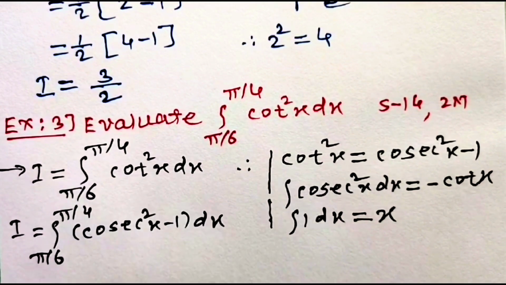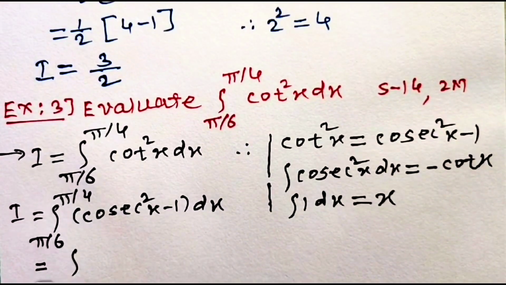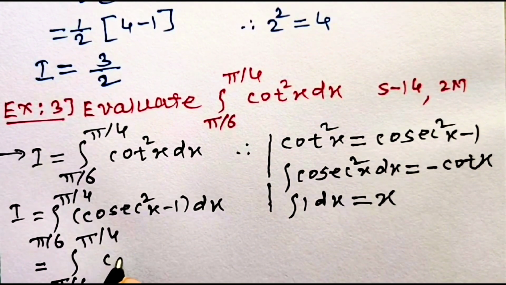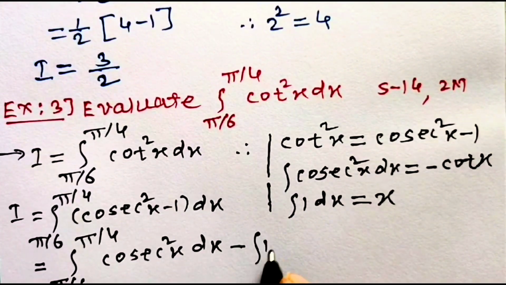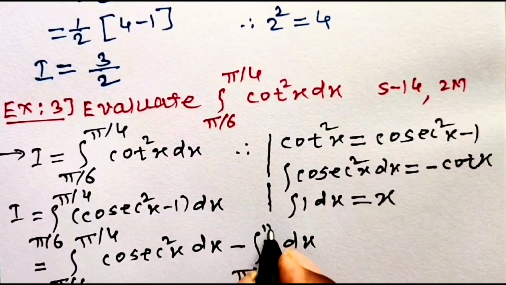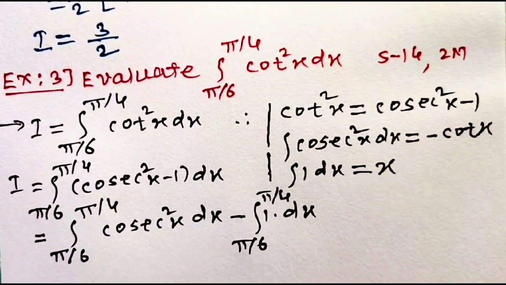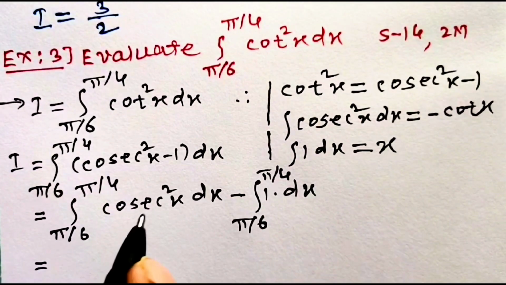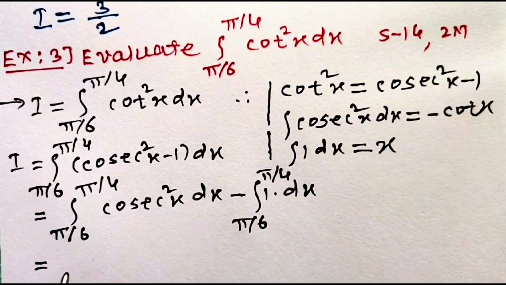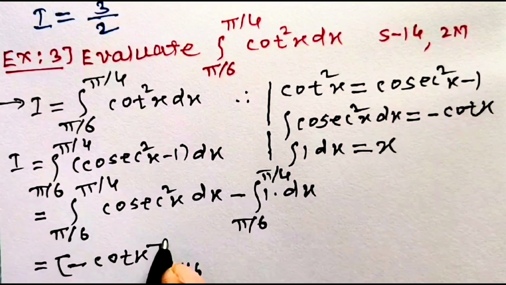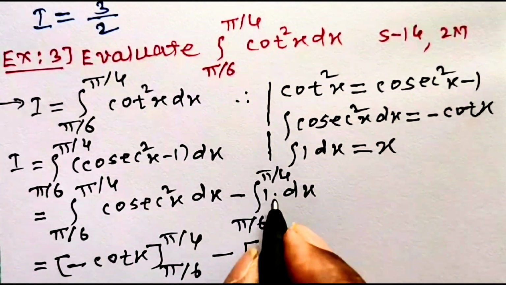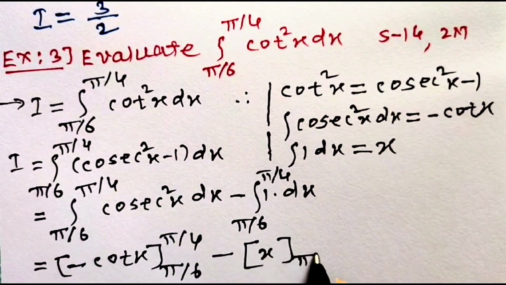Now separate the integrals. This is equal to integral from pi by 6 to pi by 4 of cosec square x with respect to x, minus integral of 1 with respect to x, and limits from pi by 6 to pi by 4. So separately you have these two integrals. This is equal to, we can write, integral of cosec square x is minus cot x, limits from pi by 6 to pi by 4, minus integral of 1 is x, pi by 6 to pi by 4.